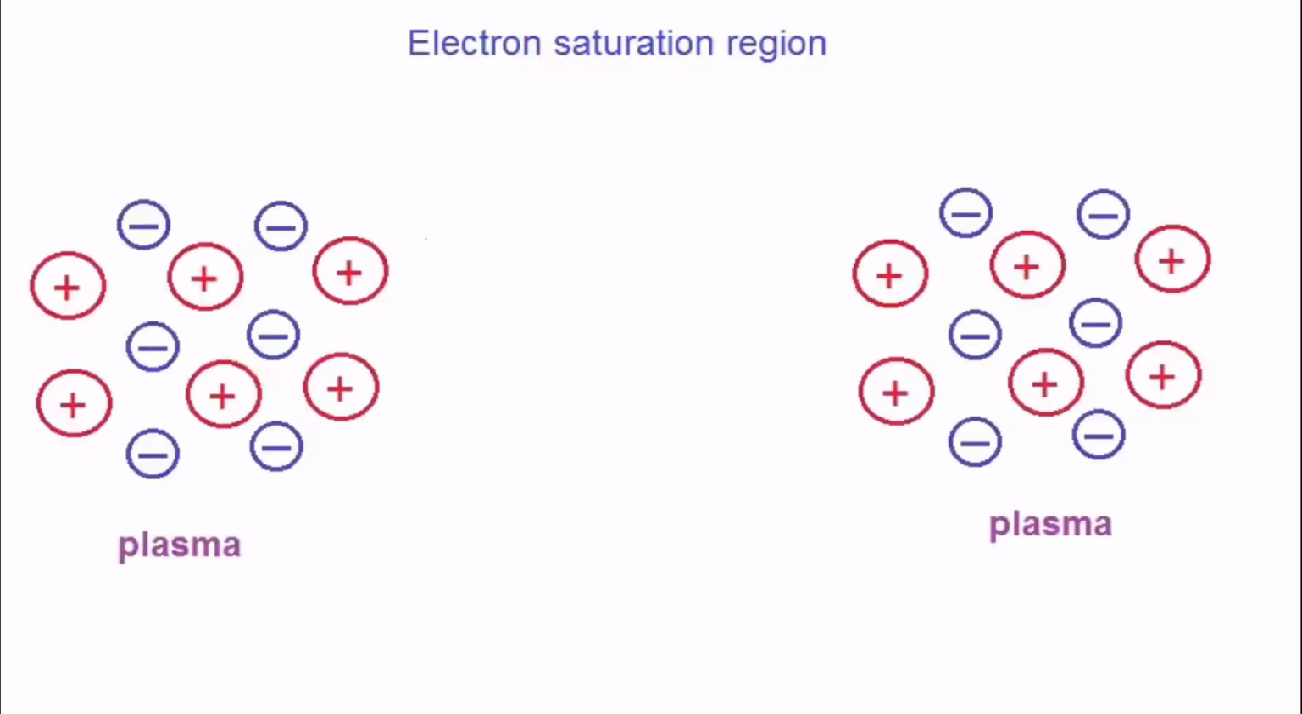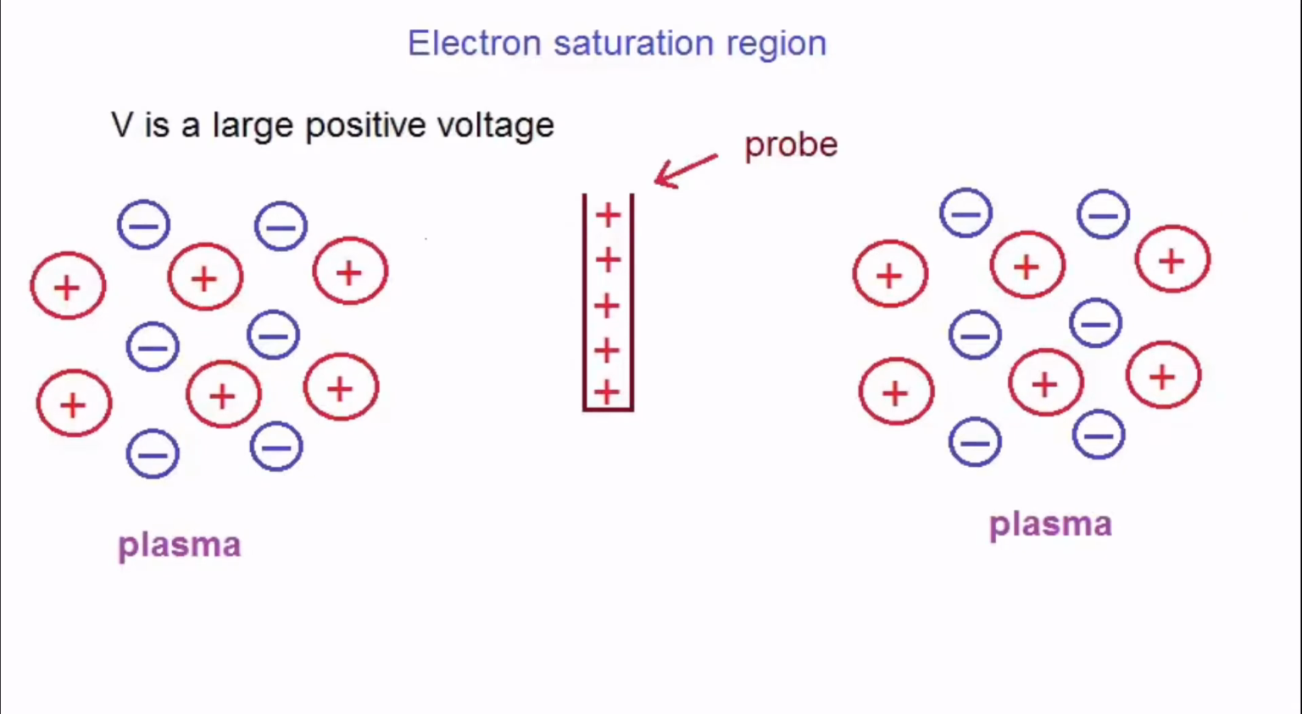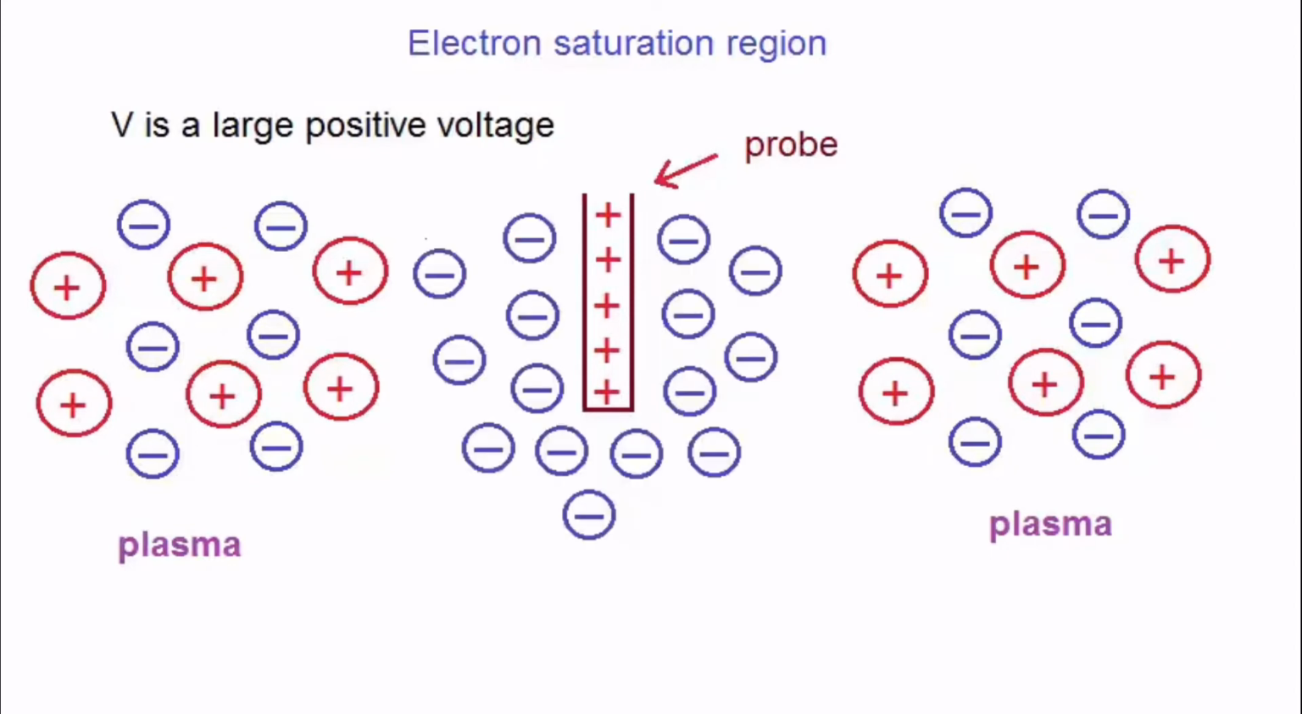Let's now move to the electron saturation region. Let's imagine we have a plasma. Then we introduce a Langmuir probe and a very large positive voltage on it with respect to the chamber walls. As a result, electrons are attracted to the probe and form a negative space charge region, which is a negative sheath.